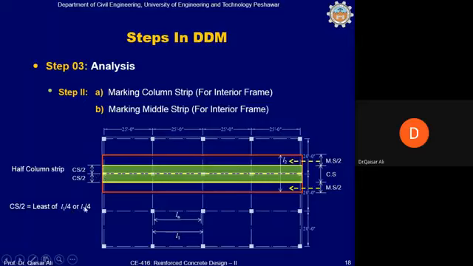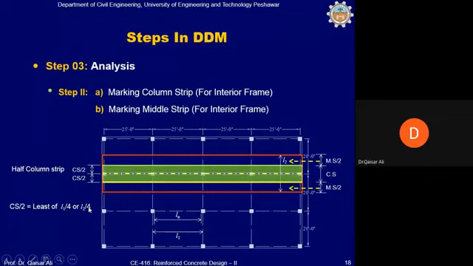This is the least of L1 by 4 or L2 by 4. L1 is this length along the frame, and L2 is the width of the frame. L2 is the width of the frame, and L1 is the length of the panel along the length of the frame. So the least of L1 by 4 or L2 by 4 will be half column strip. For example, in this particular case, along the frame, the span length of all panels are the same, 25, 25. So L1 is 25 and L2, which is the width of the frame, is 20 feet. So L2 is less than L1. Least of L1 by 4 or L2 by 4 means that 25 by 4 or 20 by 4. So obviously 20 by 4 will be less.